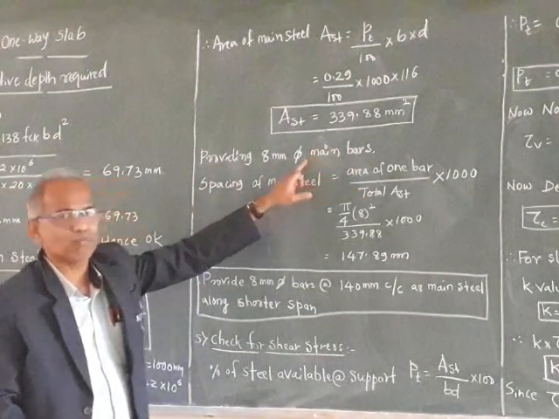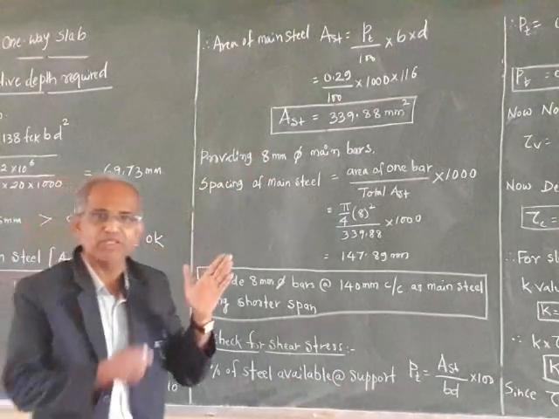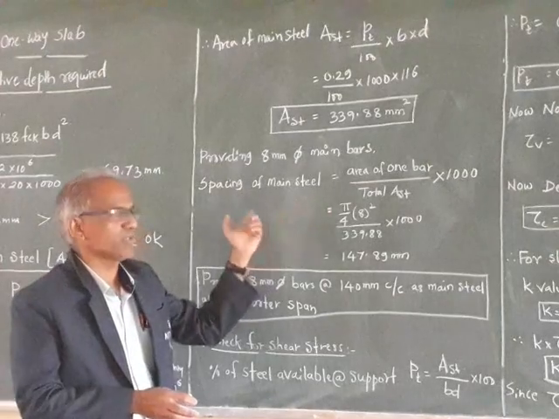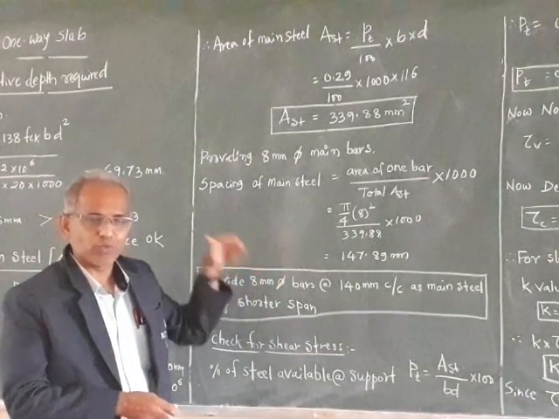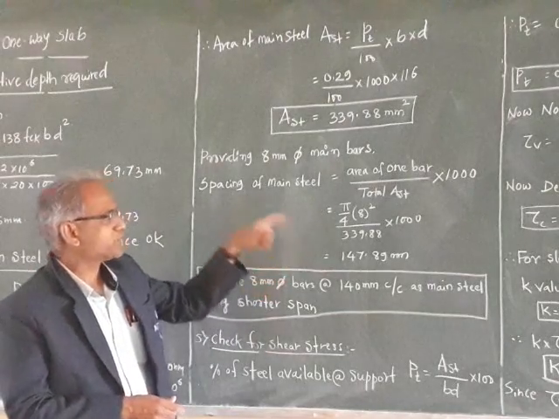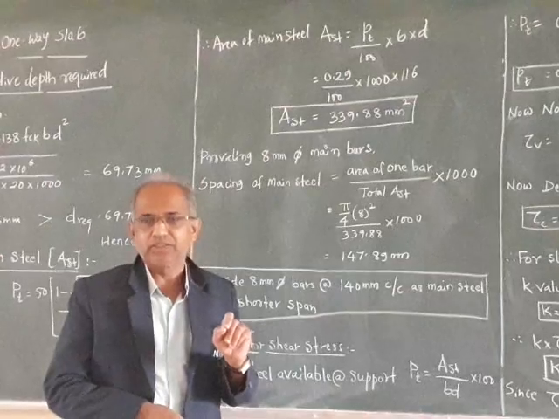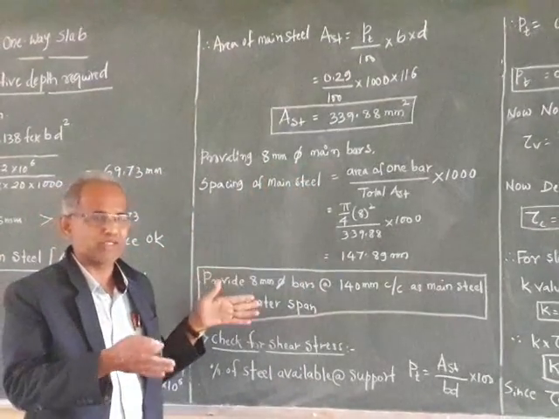Now here, as in the beginning we have assumed 8 mm diameter bars for the main steel. So for this 8 mm diameter, what will be the spacing? Remember, once again I am repeating here, in slab don't find out number of bars. We are designing 1 meter width of slab. So instead of calculating number of bars, you have to calculate spacing of these 8 mm diameter bars for 1 meter width.